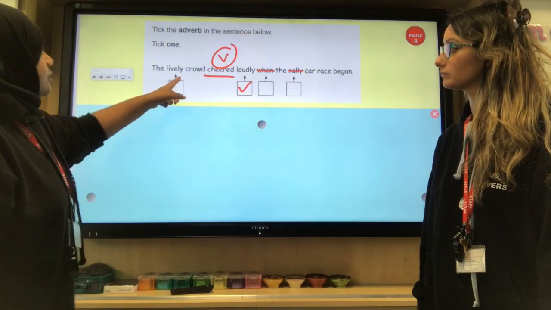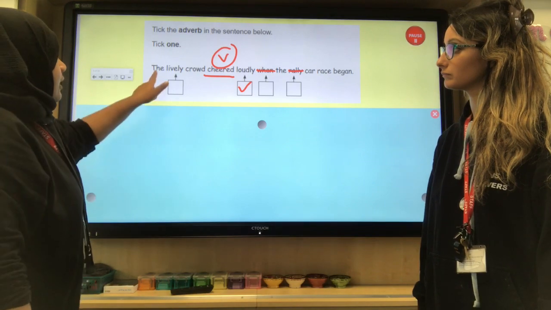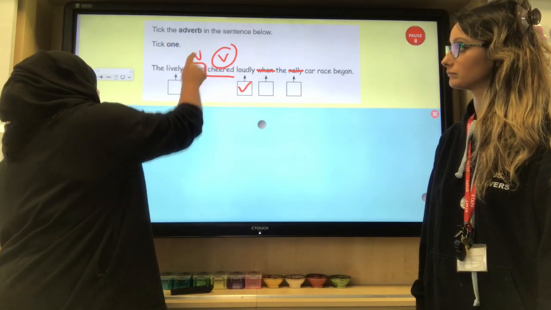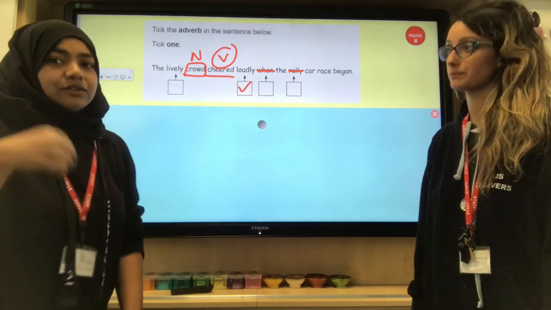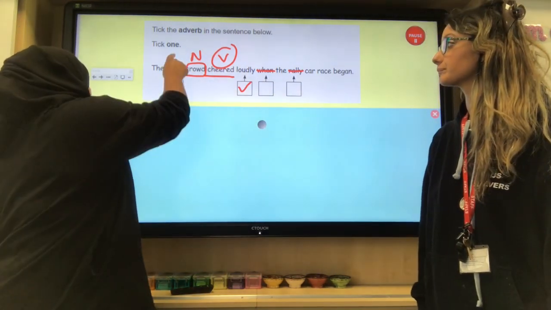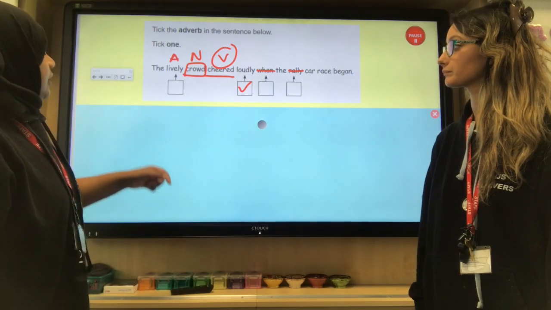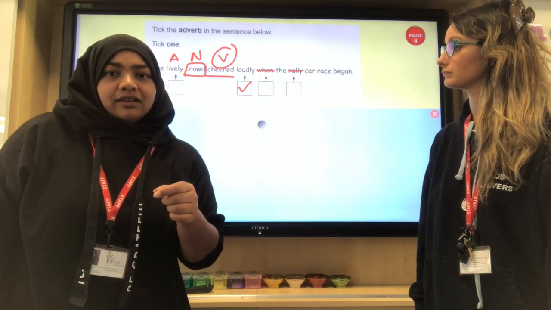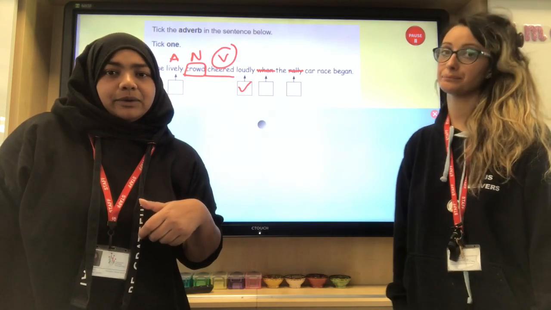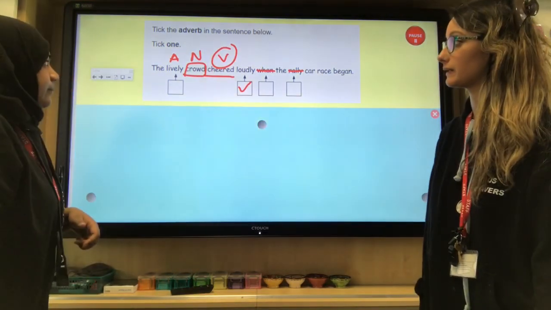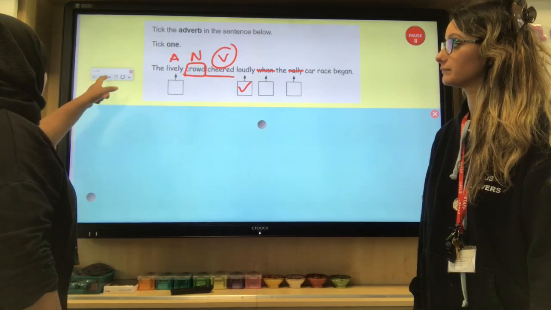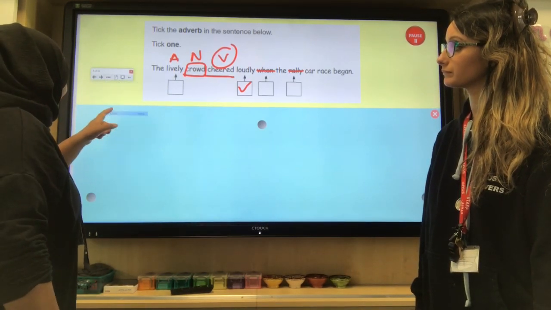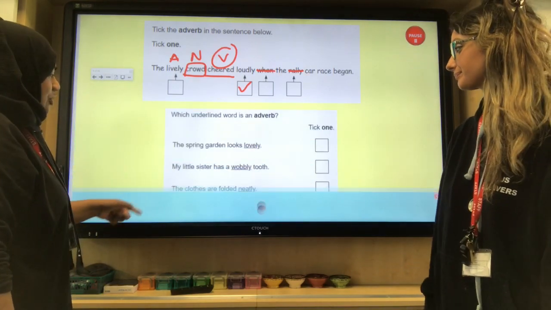The reason why it's not lively is the following. Lively crowd. Crowd here is a noun. The word lively is describing the noun, so that is in fact an adjective. If you had "the children were lively", that would be an adverb. Okay? Because you're describing what the children were like. Okay, good. So that's question number 1. Hopefully you had a go before I modelled it. And then this is question number 2.